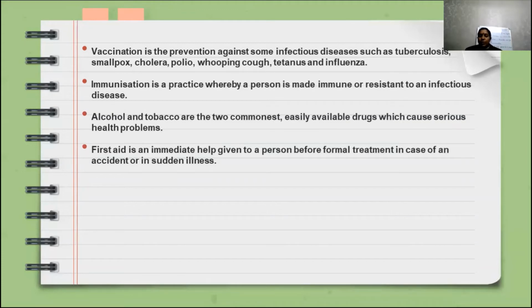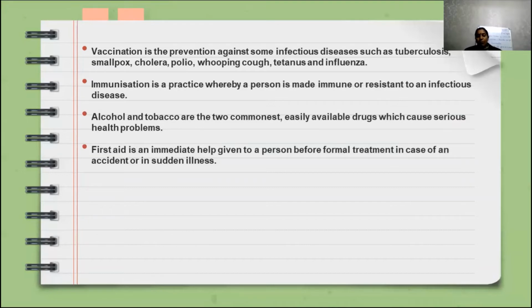Inherited immunity means we get it by birth. That inherited immunity always helps to fight against diseases. Then acquired immunity means that we can acquire it through the immunization process. That's called acquired immunity. Then vaccination and immunization are there.